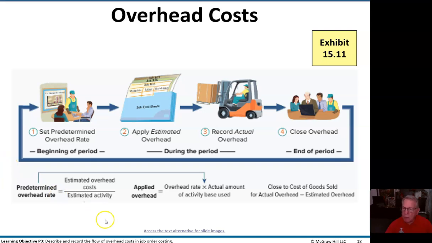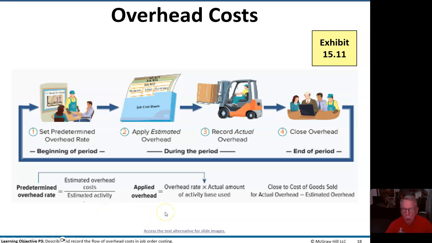So here, at the beginning of the period, we're going to set what we call a predetermined overhead rate. Very important here. How do we get that? Normally, we're going to take our estimated overhead costs, underscore estimated, and divide that by our estimated activity. Usually we're going to use labor hours, but we don't have to. We can use machine hours. We can use labor dollars, any reasonable activity from which we can allocate these overhead costs.